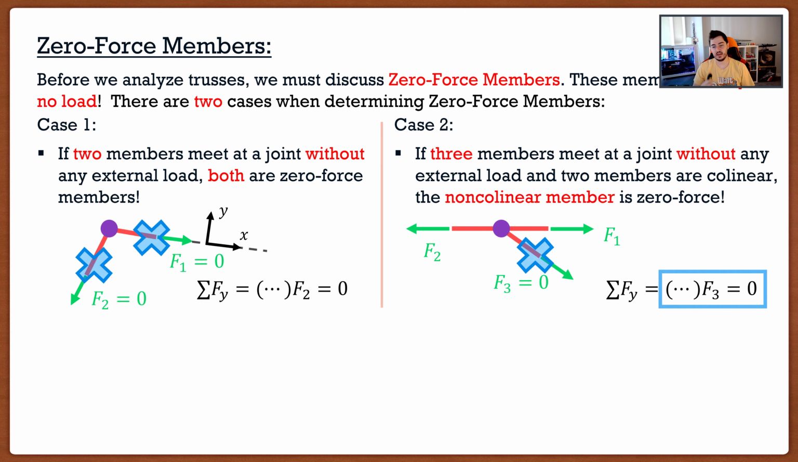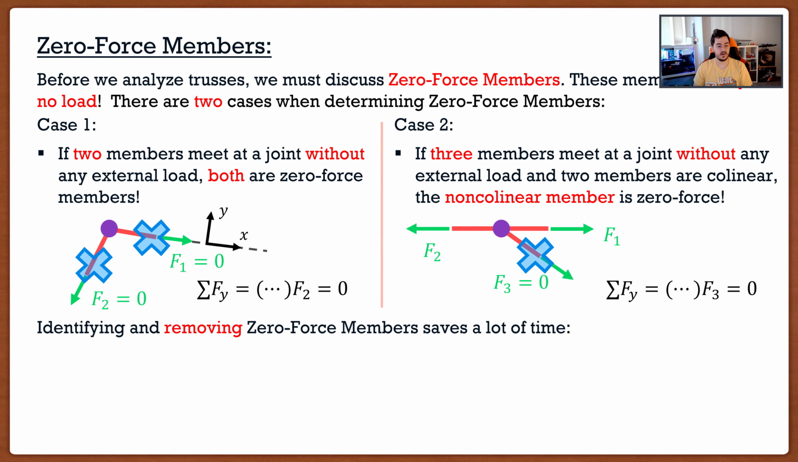Now you guys are saying, okay, Clayton, it's pretty easy to see these two cases, but what is the importance of this? Well, again, it helps simplify our questions. So if we identify and remove these zero force members, our truss questions actually become rather simple. Give me an example? No problem.